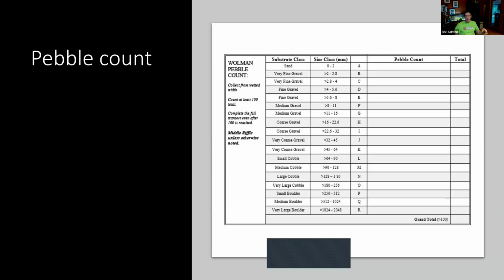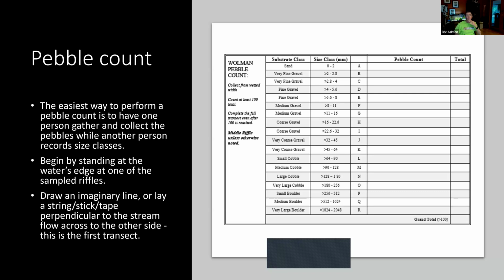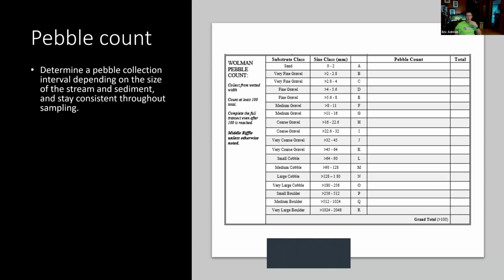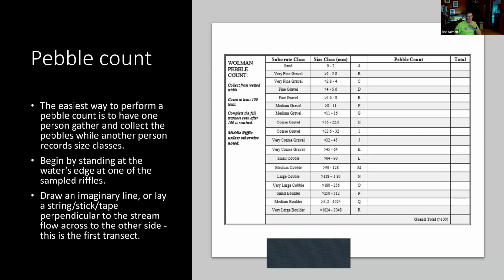And then you'll come up with a pebble count like this. Let me see if I have one that's filled out. So this is just describing the process. You have one person gather and collect the pebbles. Another person records the size classes. You start on one edge.